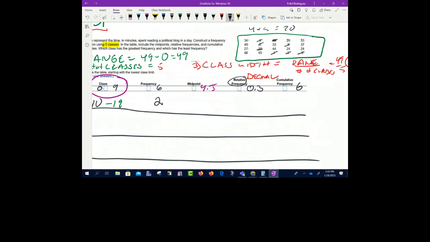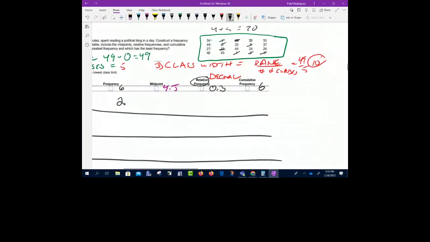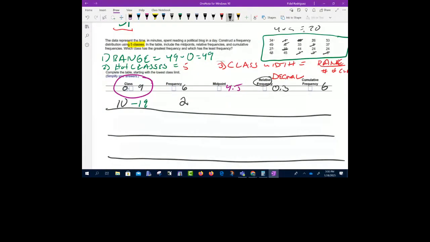The midpoint. Y'all, do you remember what the class width was? Anybody remember what the class width was? We did it over here. 10. So remember, y'all, to find your midpoint for the next one, you can just add 10 to that. So 4.5 plus 10, wouldn't that be 14.5?